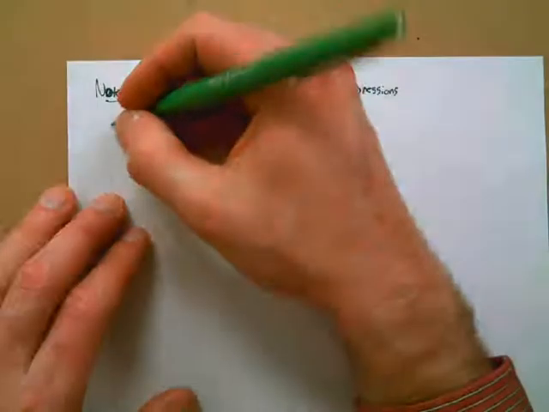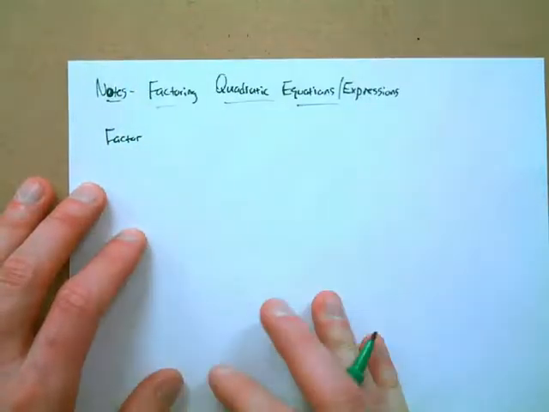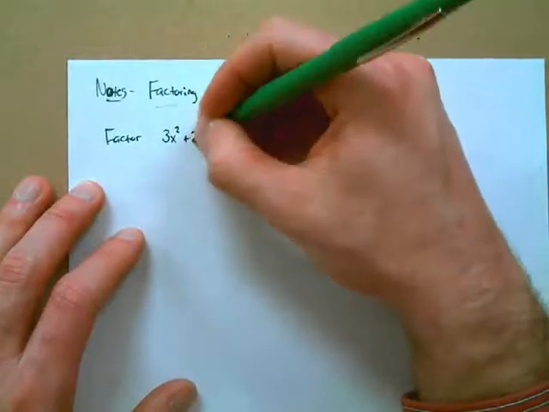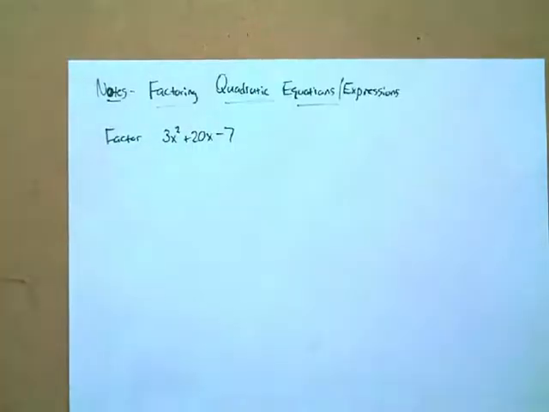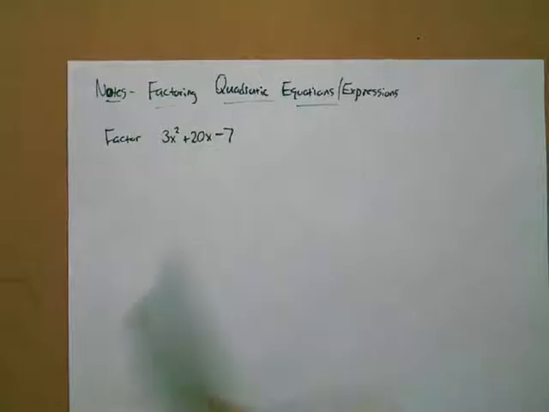Let's just start with a problem here. Let's say we want to factor 3x squared plus 20x minus 7. Okay. First of all, that word factor means to break up into a product of two or more things, right? When we factor something, we take a quantity that we already have and break it up into a product of two or more things.